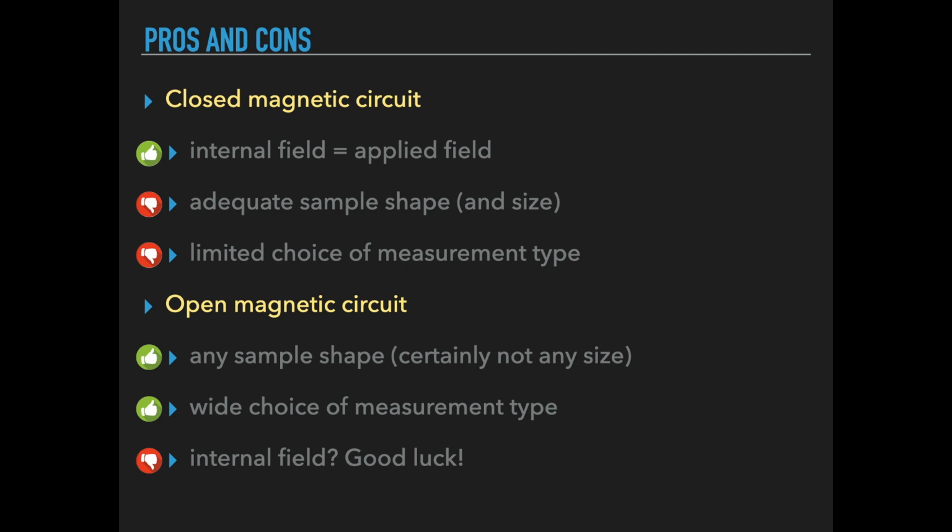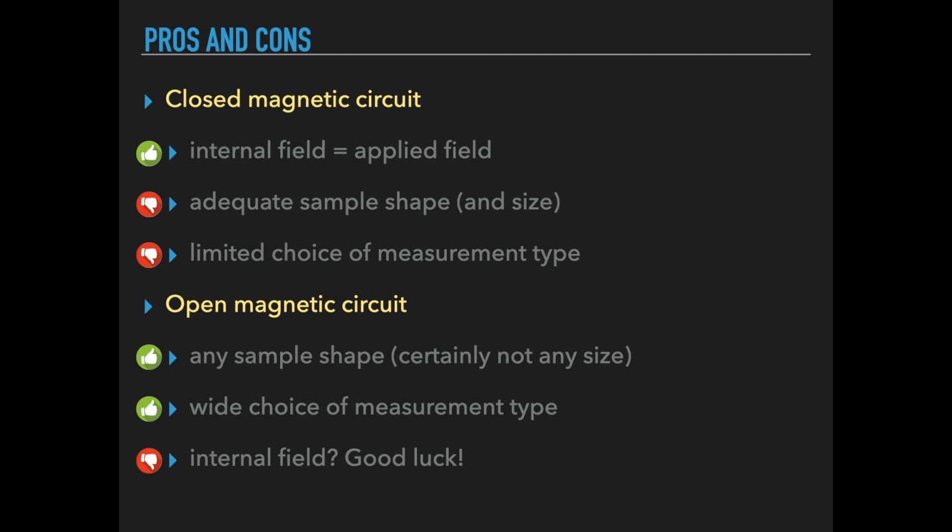Therefore, which measurement condition has to be preferred? It really depends on the sample that you have to characterize. If you can, stick to a closed magnetic circuit because by simply measuring the applied magnetic field, you know the internal field of the sample. The drawback is that you must be able to clamp the sample into a closed magnetic circuit, so the sample must have an adequate shape and size, and you also have a limited choice of measurement types.